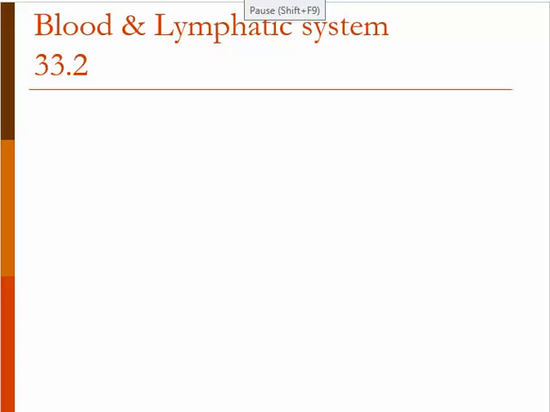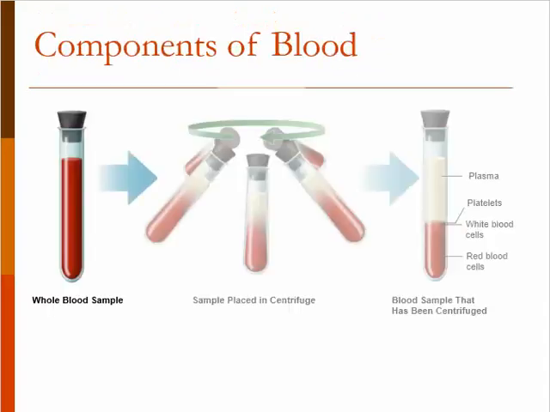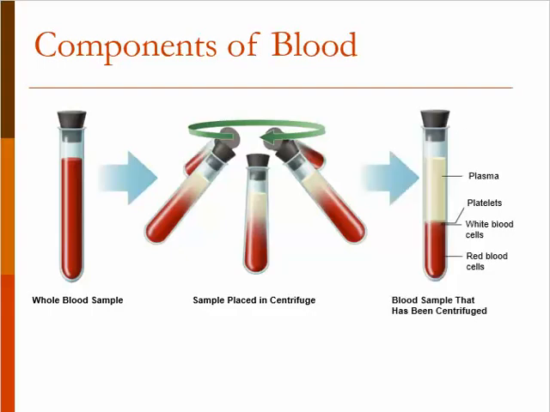Okay, this is section 33.2, the blood and lymphatic system. So when we're looking at blood, we have to look at the components of blood. They can withdraw the blood from you and place it in what's called a centrifuge. The centrifuge spins the blood around, and it separates the blood components by weight. So the heavier items will be at the bottom and the lighter items will be at the top.